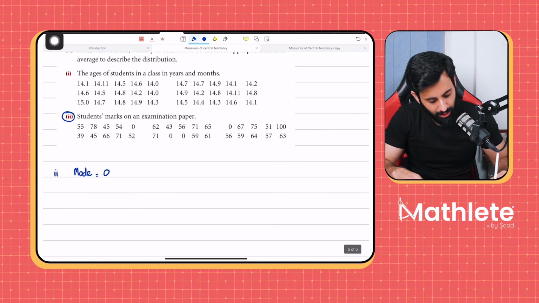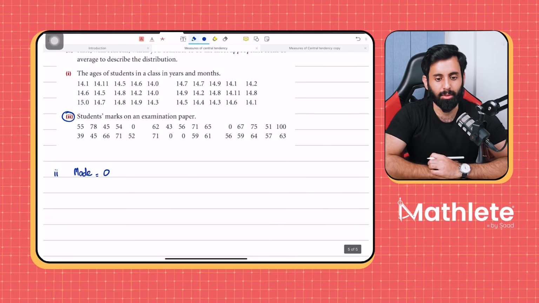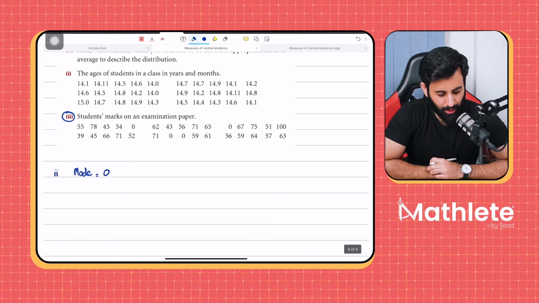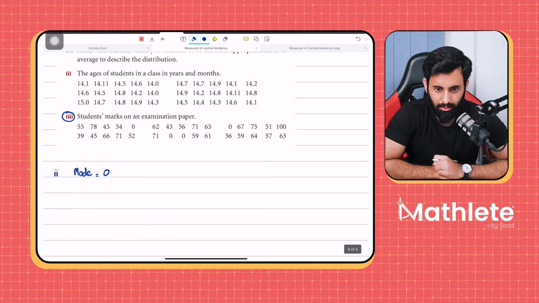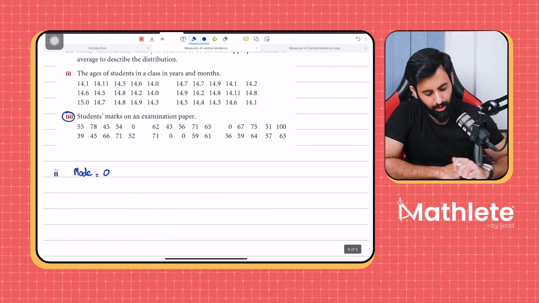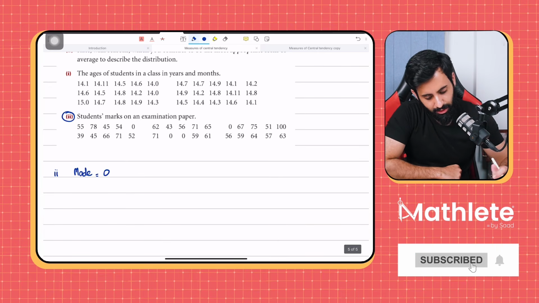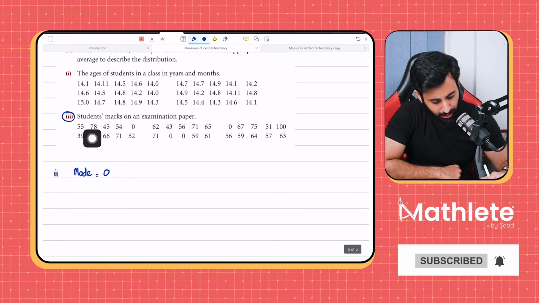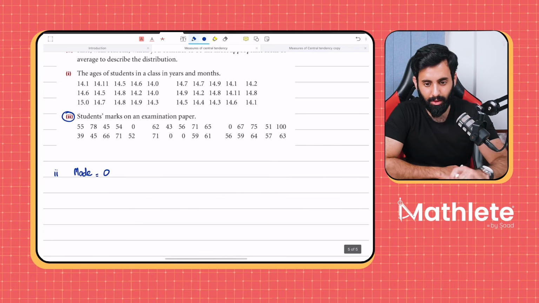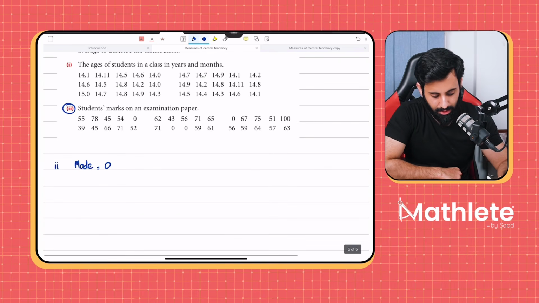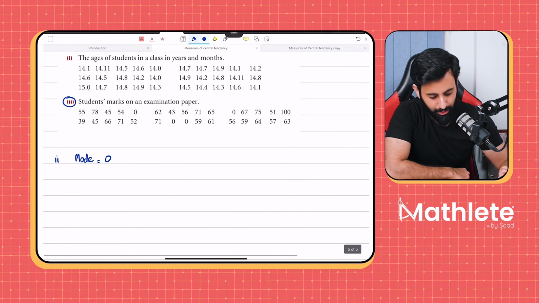Now, in order to calculate the median, what should I do? Can I just calculate the median the way this data set is? No. What should I do then? I should arrange it. So let's arrange it in ascending order. How many values do we have? We have 30 values. So we have to arrange these 30 terms in ascending order. Okay, so let's do it.